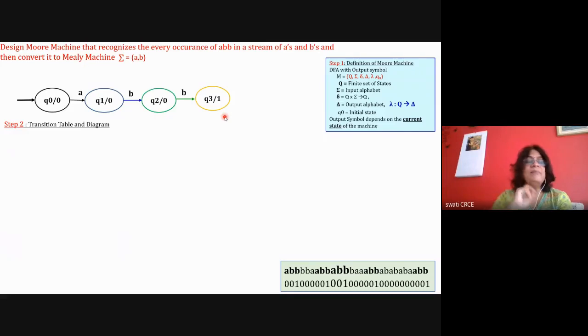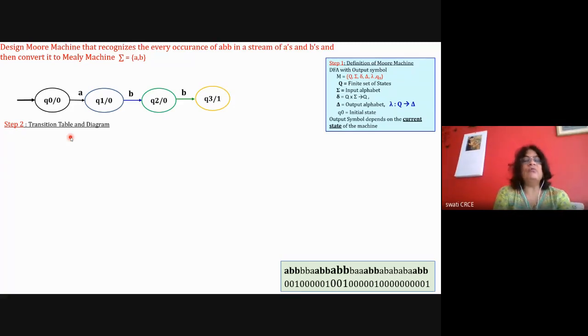Okay, so this is my minimum length string diagram, where with ABB the machine will go to the final state. So with ABB it is generating the final output, that is 1, which says that ABB is present. For the first A it goes to Q1, with B it goes to Q2, and with B it goes to Q3. That time it will generate 1. All other states will generate 0 output. Okay, so this is the minimum length diagram. So draw this diagram first.